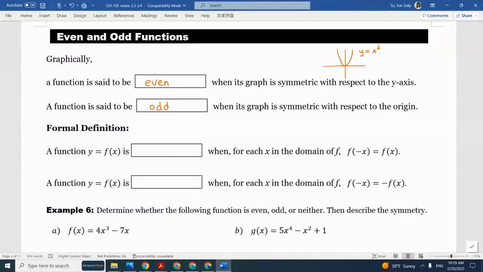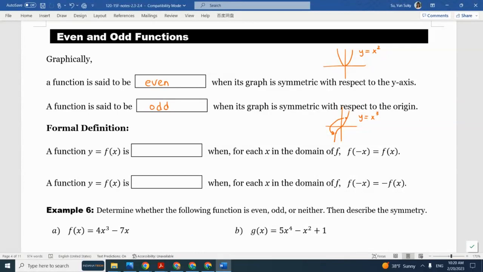when its graph is symmetric with respect to the origin. With respect to the origin. And what does that mean? So for example, y equals x cubed. So this point, if you rotate, and so this is the origin, right? You rotate 180 degrees about the origin, that point is also on the graph. Okay? So that is symmetric with respect to the origin. You rotate 180 degrees about the origin.